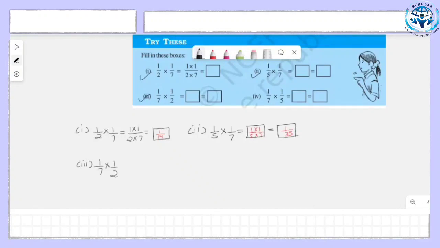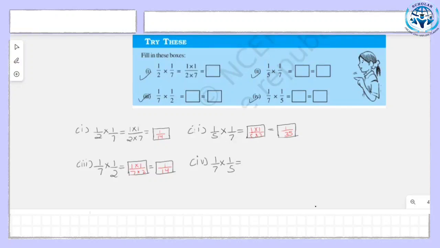The third one, 1 upon 7 into 1 upon 2. In the first box, we will again multiply the numerator with the numerator and denominator with the denominator. 1 into 1 and 7 into 2. 1 by 14 again. Now, 1 by 7 into 1 by 5, 1 into 1 and 7 into 5. You can see by interchanging the position of the fractions, still we are getting the same result. So, we multiply 5 by 7 or 7 by 5. The result is 35. Multiplying 1 by 2 into 1 by 7 or 1 by 7 into 1 by 2, we will get the same result, 1 by 14.